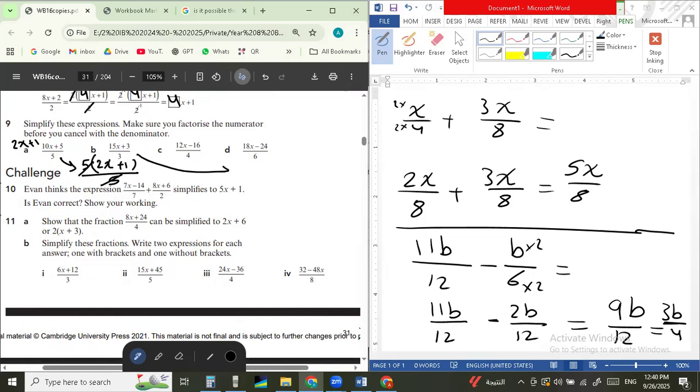So what about this one? 15x plus 3 over 3. What are we going to do? Take the 3 out of the numerator. So 3 out, I have 5x remaining plus 1 over 3. Bye. So it's only 5x plus 1 that is going to be left over there. 5x plus 1. Same thing exactly.